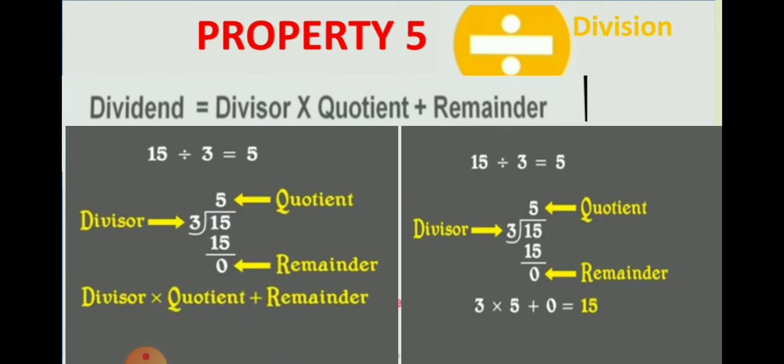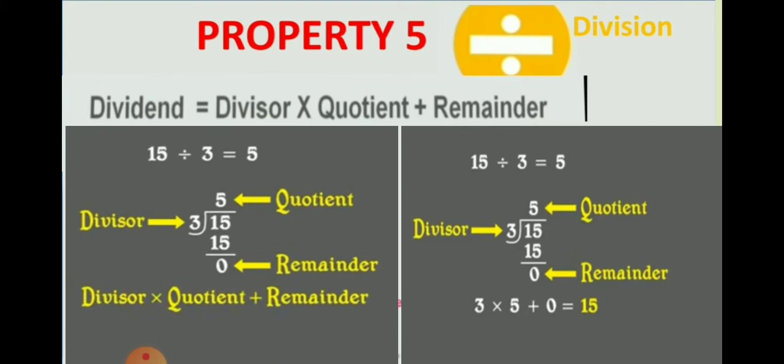Suppose 15 is divided by 3. So you can see divisor is 3, quotient is 5 and remainder is 0. Now let us do the verification by using this formula. Okay, so you can see here dividend is 15. Now let us write at the places of the formula: divisor is 3 and quotient is 5.